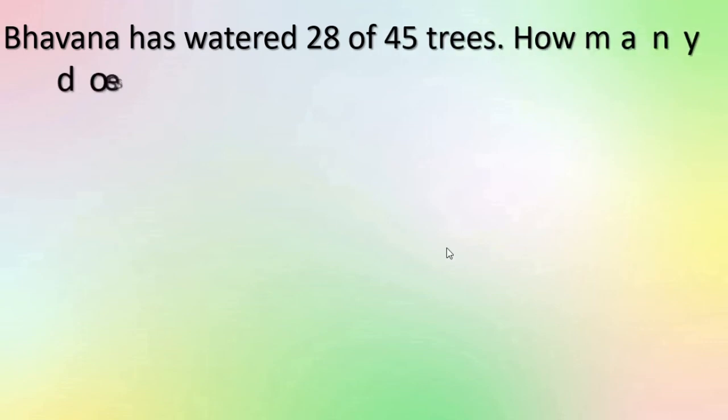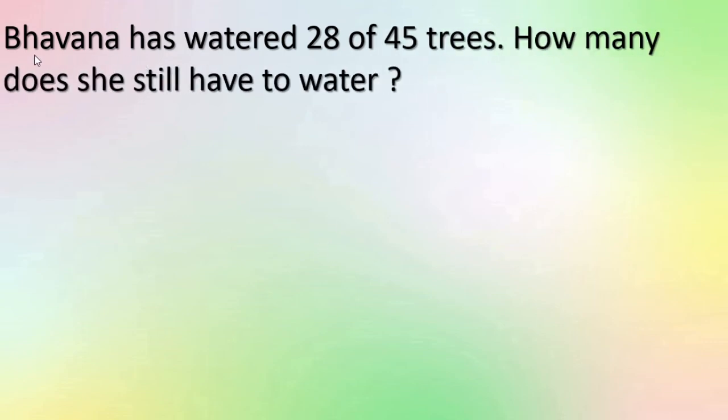Now dear children, we'll move to problem sums. Here one problem is given. Bhavana has watered 28 of 45 trees. How many does she still have to water? Yes, there are 45 trees. Out of them, she watered 28.